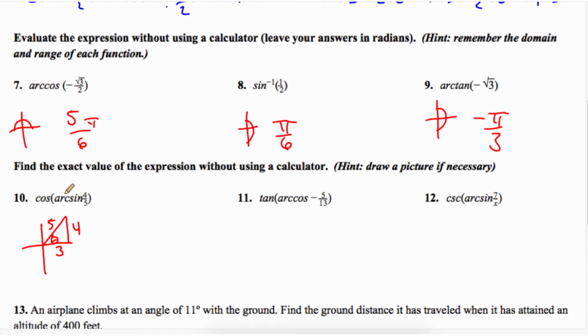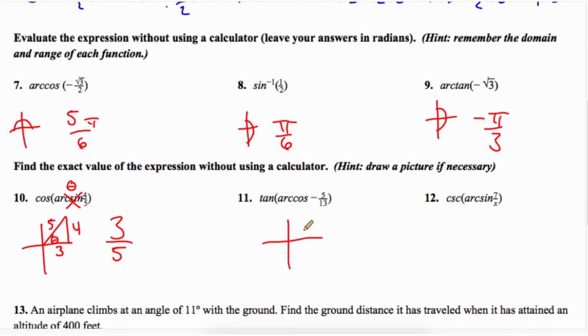That's all we need the inside stuff for, because now this becomes the angle theta, so we have to evaluate the cosine of theta. So cosine is the adjacent side over the hypotenuse, so we should get 3/5 as our answer for that one. For number 11, we're doing the tangent of the arc cosine of negative 5/13.